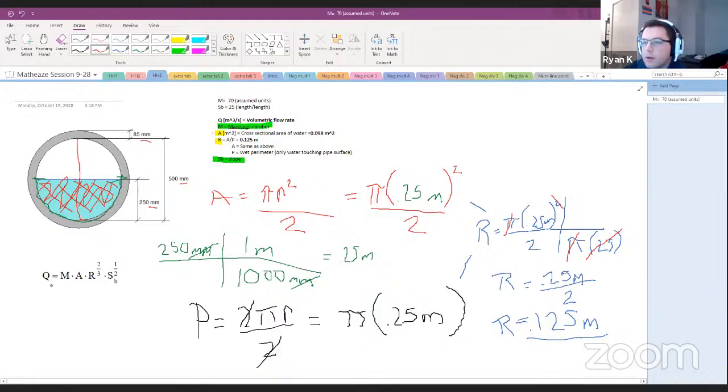So plugging this in, we've got Q equal to 70 times 0.098 times 0.125 raised to the 2/3, followed by 25 raised to the 1/2.